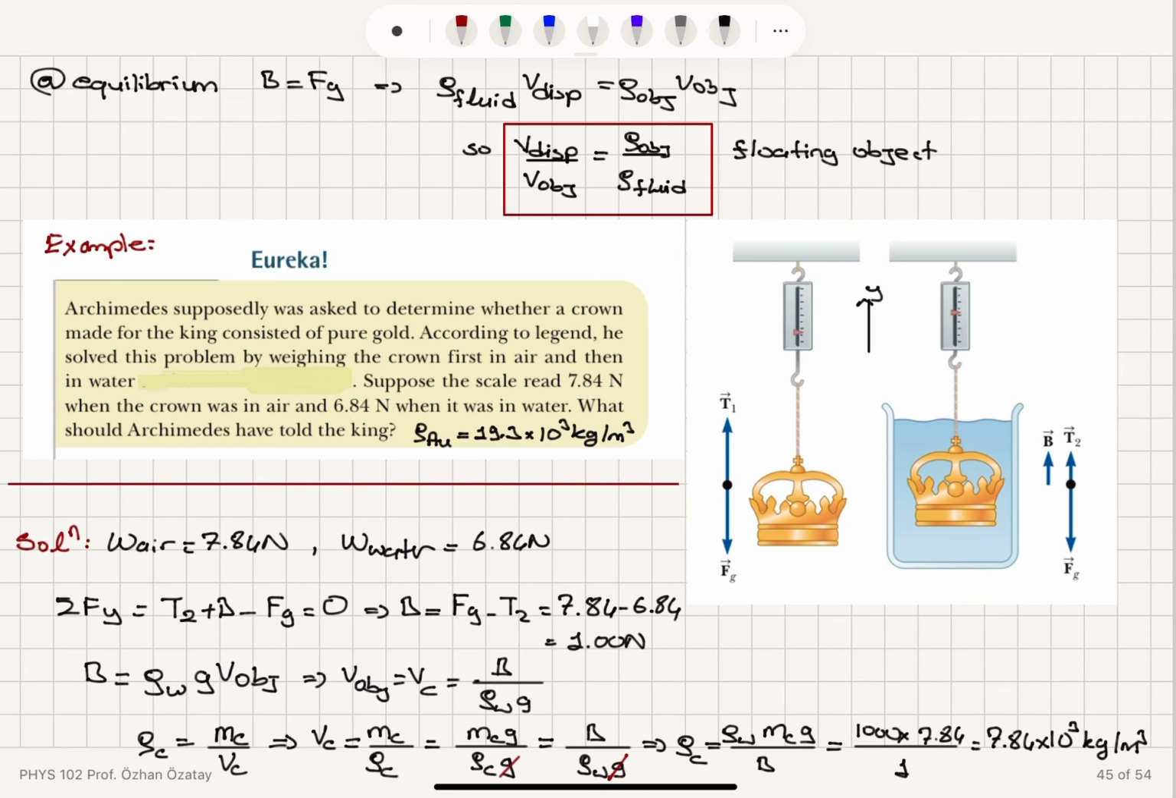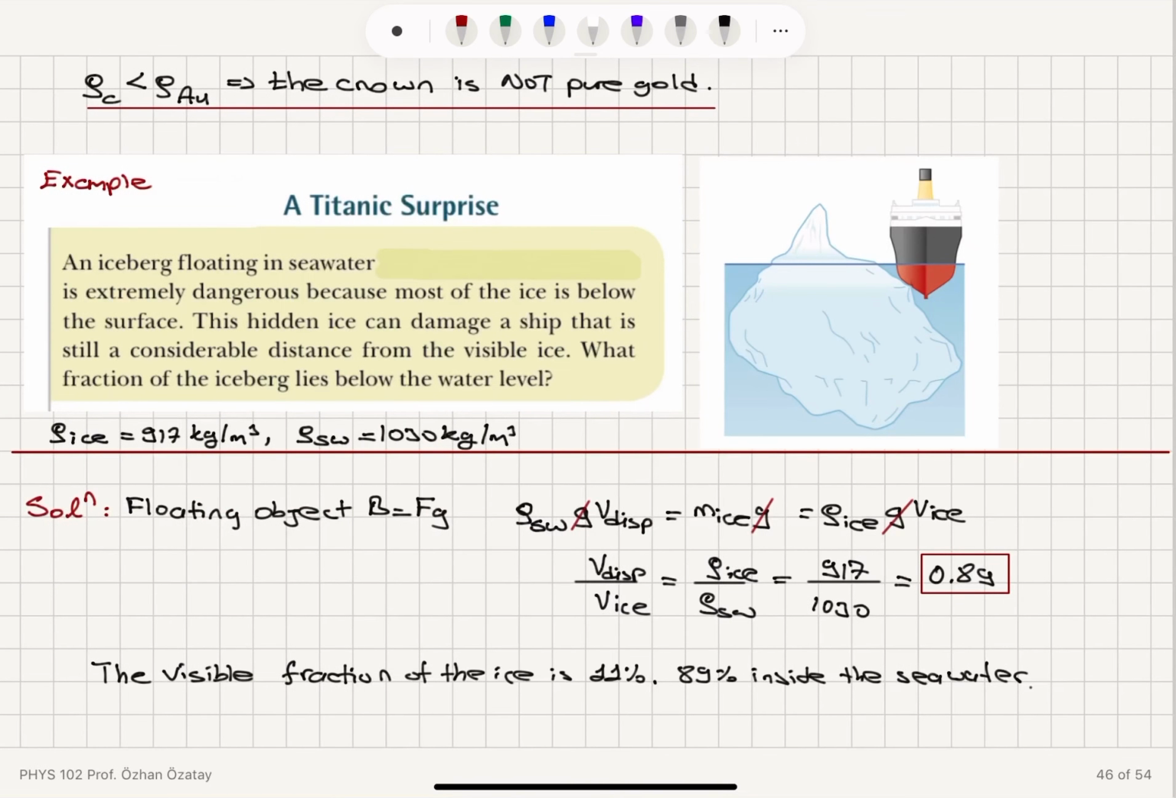He measures a 1 Newton buoyant force inside the water, and using Archimedes' principle, the buoyant force is equal to the weight of the fluid displaced by the object, and we compare the density of the crown with the density of gold. Because we have basically equilibrium established for this crown inside the water, the buoyant force is equal to the weight of the crown. This gives us a density of 7.84 times 10 to the 3, which is less than that of gold. So he determines that this is not pure gold.